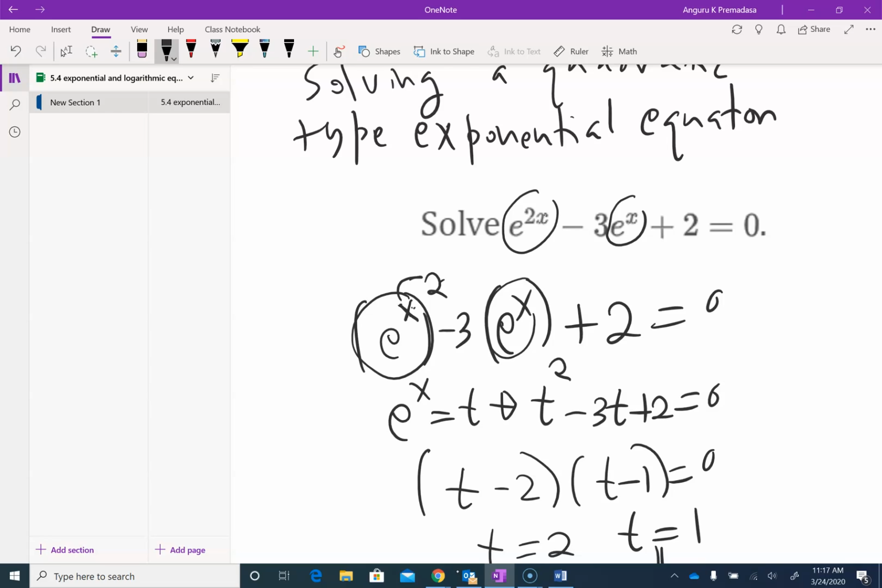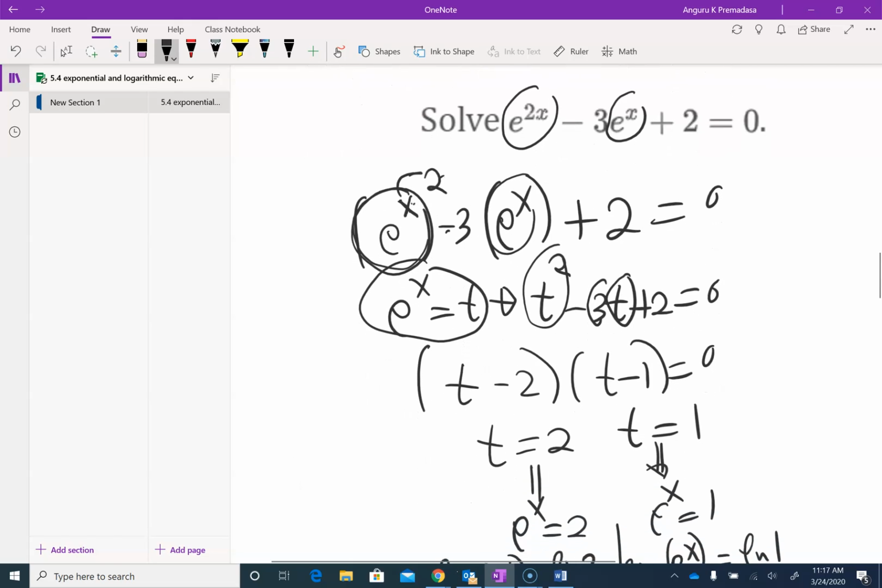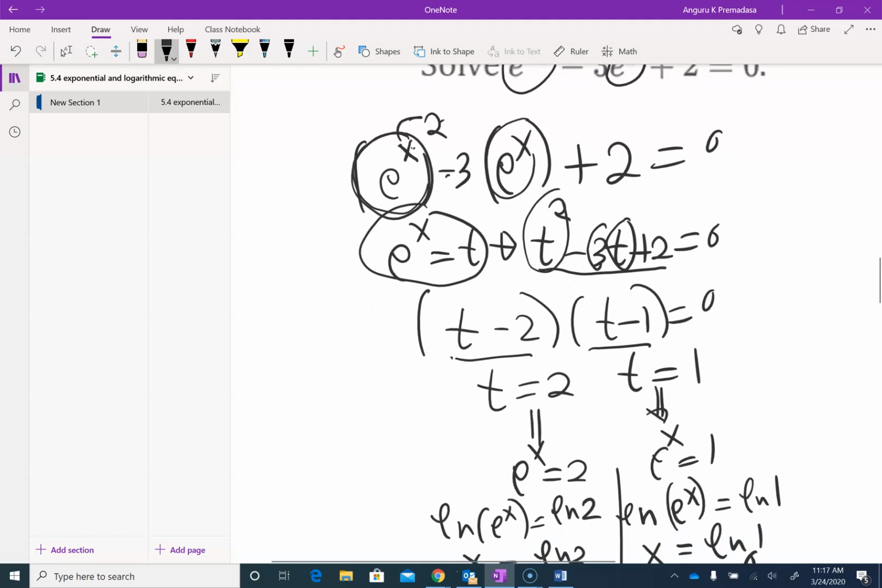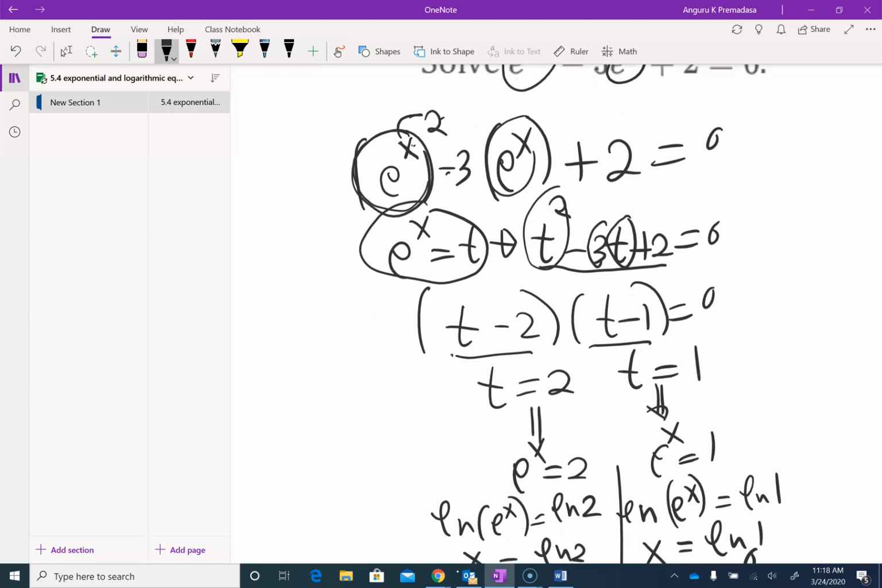So one way of doing that is just to replace the variable. I'll call e to the x equals t. And if you do that, then this is just t squared. So you get t squared minus 3t plus 2 equals 0. And now we have a quadratic in t, which you can easily factor as t minus 2 and t minus 1 equals 0. You get t equals 2 and t equals 1.